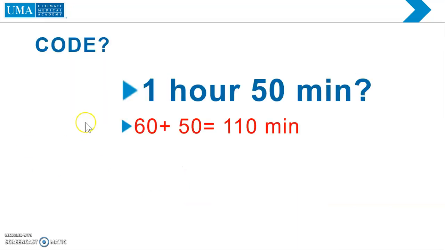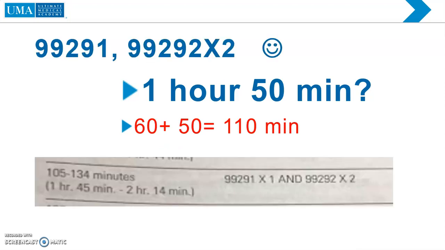What's the code going to be as per the 110 minutes? Remember the table in your tabular section? Yes, it's going to be 99291, 9929 times 2. Times 2. This is part of your table right here, and you can see it is in between 105 to 134 minutes, right? You have to have your time converted into minutes to have a better concept of how many minutes am I calculating. Do not just put 1 and 50 together and make 51 minutes.